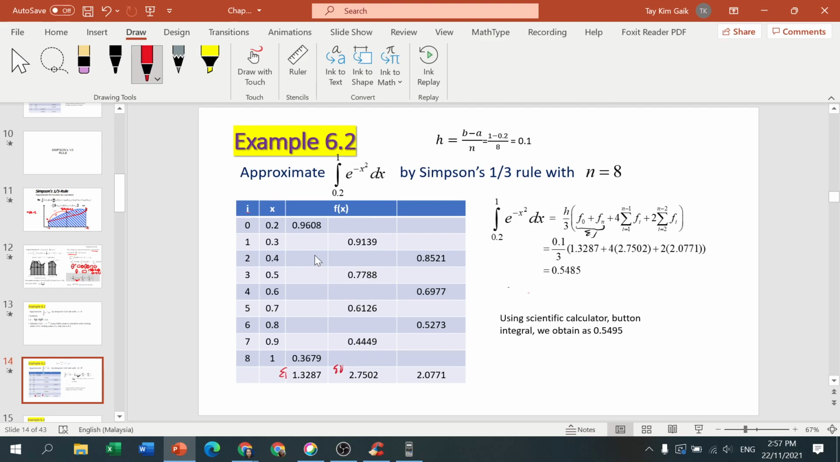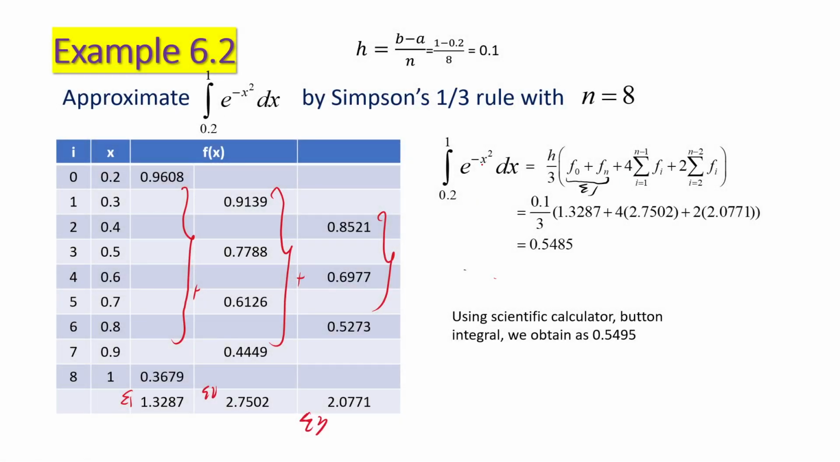Sum 1, sum 2 means you add up. Here, this one you add up, then you add up. So you have sum 1, sum 2, sum 3. Then just plug into the formula.